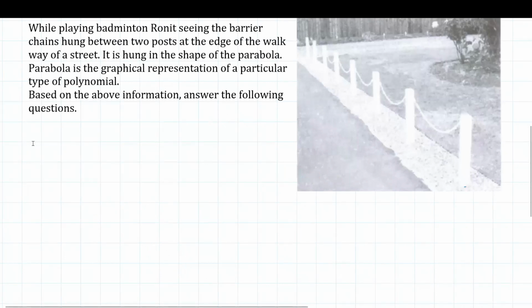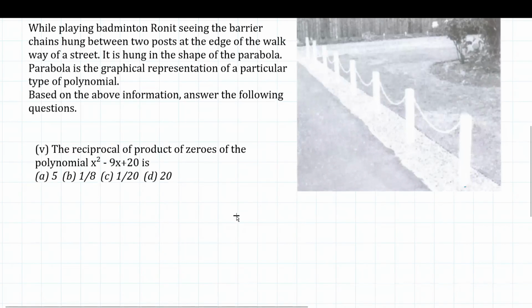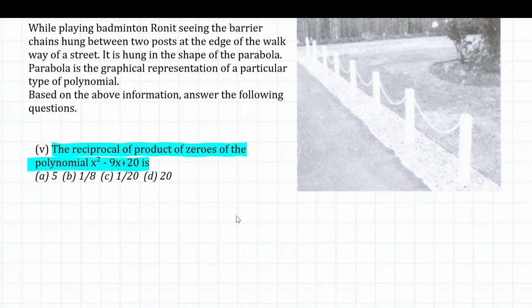So now we'll be doing the last part. So that is the fifth part. So what they say is the reciprocal of the product of the zeros of the polynomial. So first we have to find the product of the zeros.